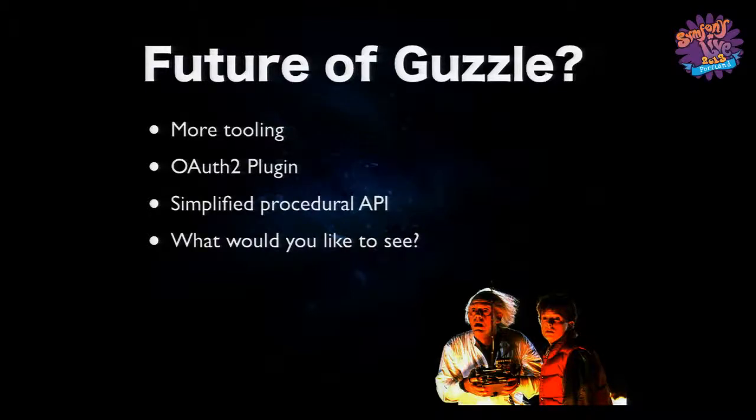Also, looking at implementing a simplified procedural type API, similar to, say, Python's requests. So you would have like Guzzle::get, and that would use an internal client object from Guzzle created for you. Instead of having to interact with a bunch of objects and use statements, you could just use that simplified interface. And then if you have any other suggestions, let me know what you'd like to see. I'm always open for it, and we can add new features.